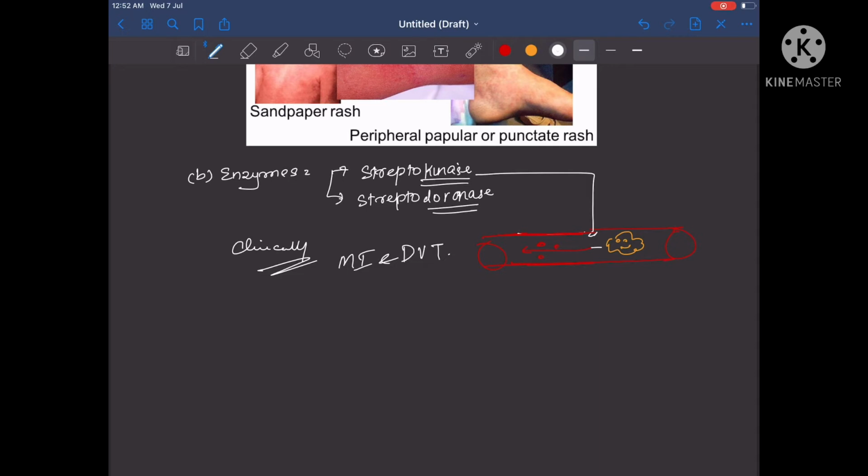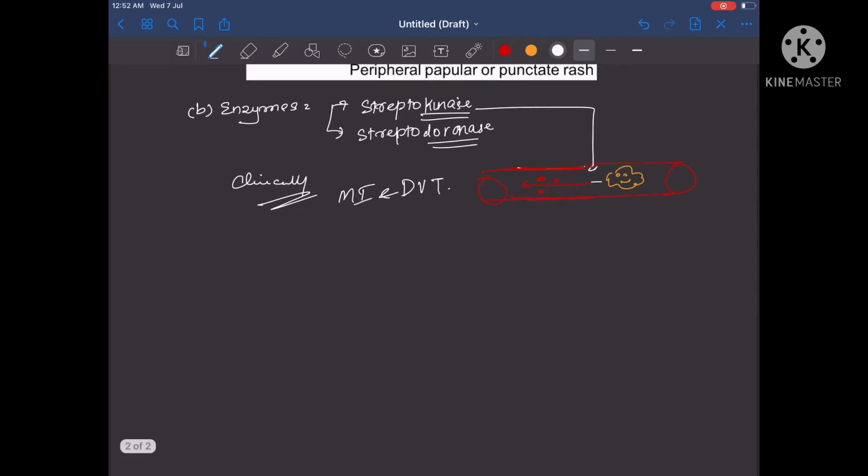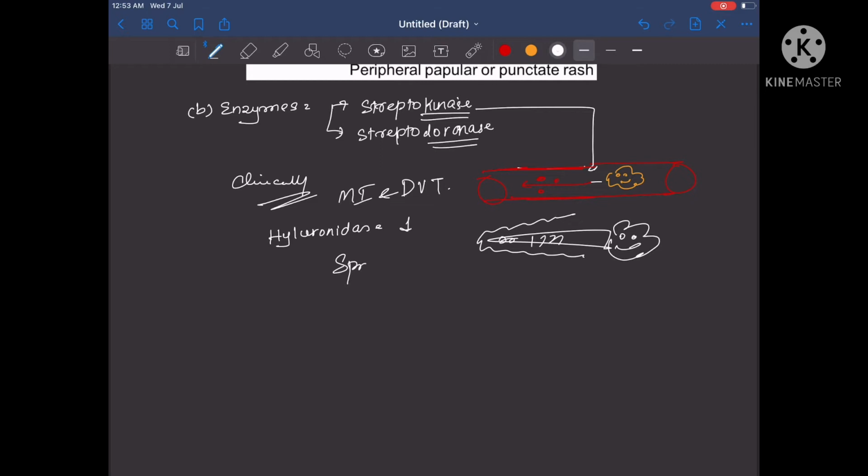Another enzyme is hyaluronidase, that's also known as spreading factor. As discussed in the previous session, it acts as a drill, makes the passage easy and helps the bacteria to spread. So all you need to know about hyaluronidase is that it's also known as spreading factor.